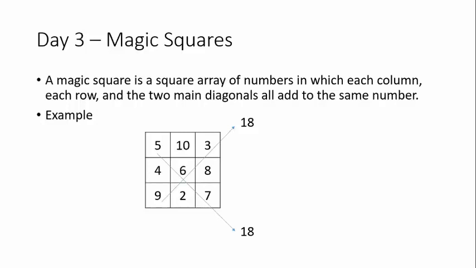So as you can see on the screen, a magic square is a square array of numbers in which each column, each row, and the 2 main diagonals all add to the same number.